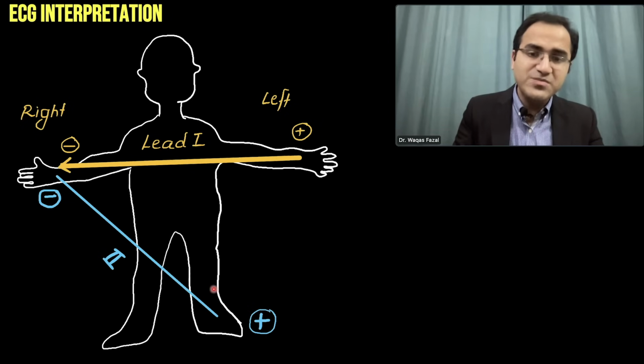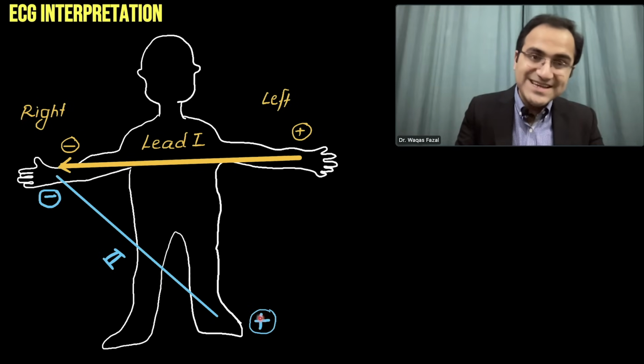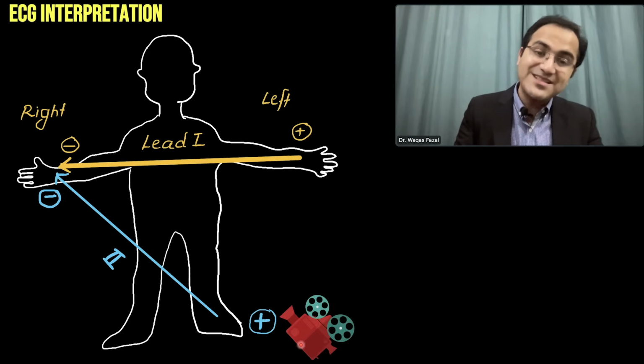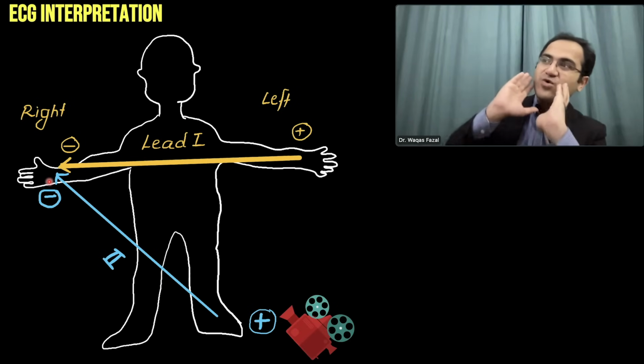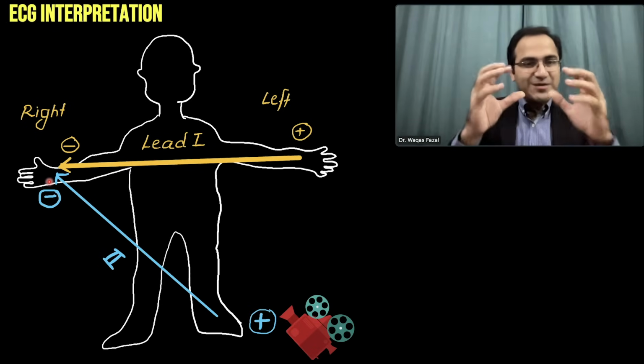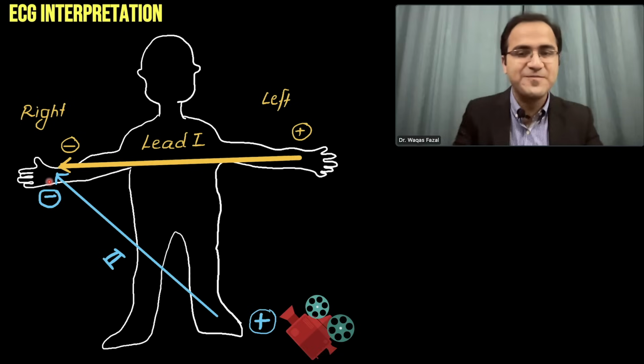In lead 2, we place the positive electrode on the left foot of the patient and we place the negative electrode on the right arm of the patient. And this positive electrode is acting as a camera and it is looking at the heart from the left foot towards the right side. So it is looking at the heart from beneath. So we are capturing another angle of the heart, another view of the heart.